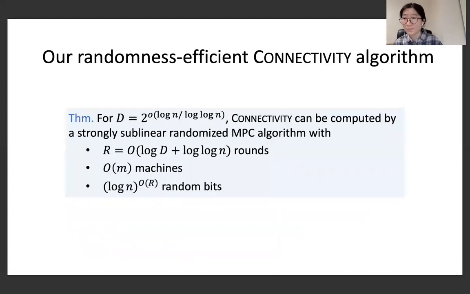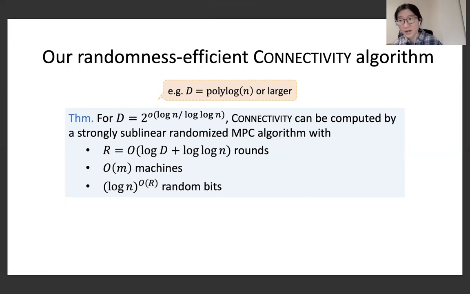So now let me talk more about our randomness-efficient connectivity algorithm more formally. We show that for graphs with diameter d equals 2 to the little o of log n over log n, connectivity can be computed by a strongly sublinear randomized MPC algorithm with R equals O of log d plus log n rounds, O of m machines, and log n to the O of R random bits in total.